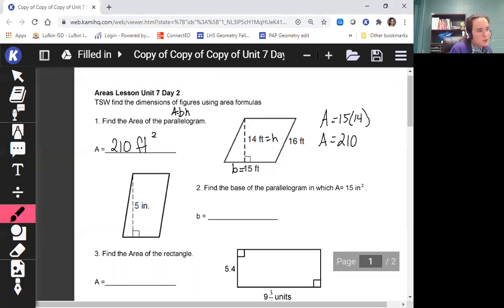feet squared. Remember, if you're typing this in on a computer, it's 210 FT, the caret symbol, which is above the 6 if you're on a standard computer, and then a 2.